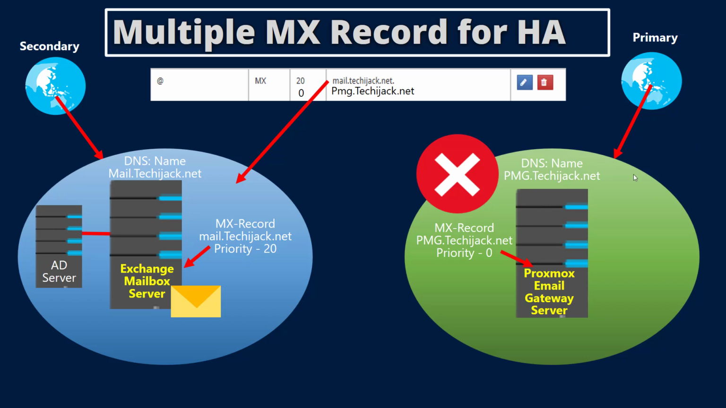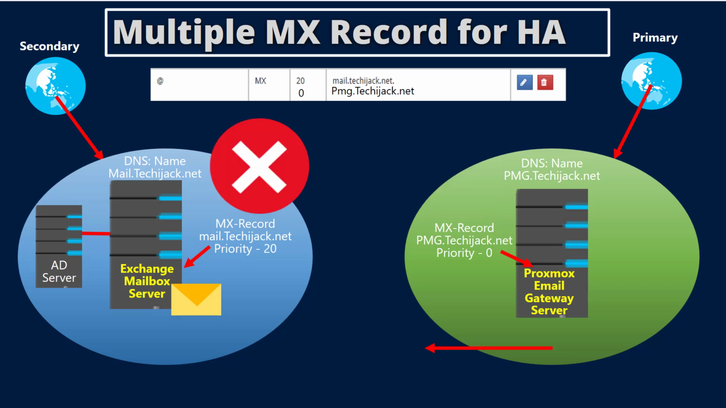This makes it redundant because if my primary site is down and it is switched to the secondary site, the service is not interrupted, and we are still able to receive the email. That means we have redundancy. Now let's think of the vice versa. If our secondary site is down, then what will happen?